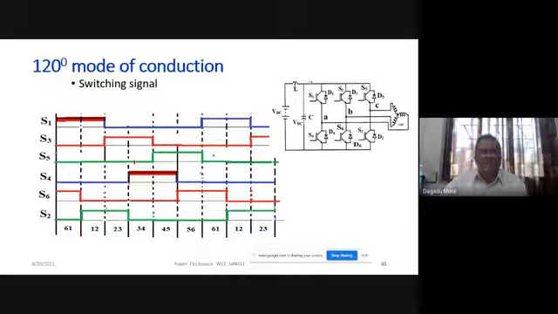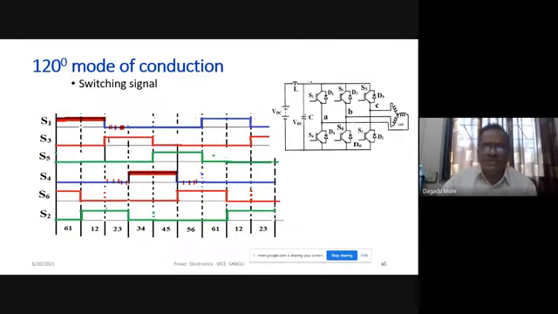So there is a 60 degrees time, if you see it here, where in leg 1 no device will be on. S1 is on here, S4 is on here, but in this particular period we have shown that no devices are on. So here the phase shift between S1 and S4 is 180 degrees.